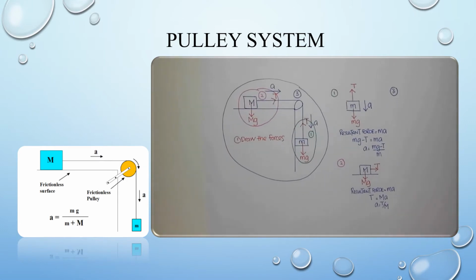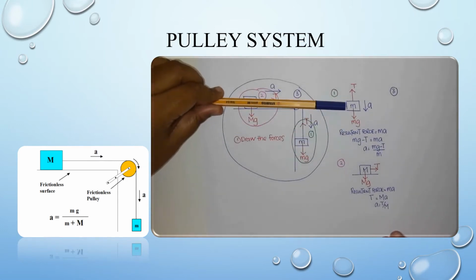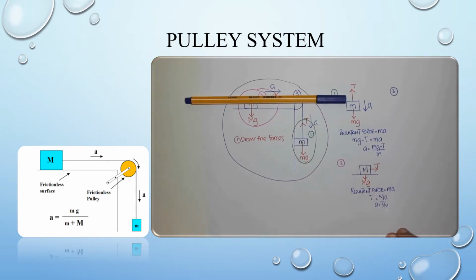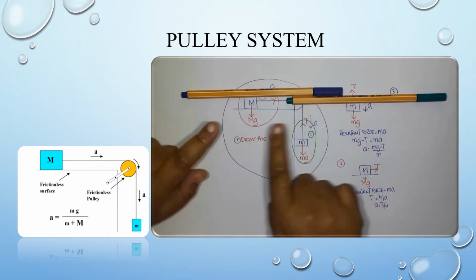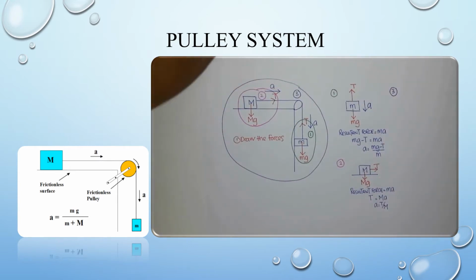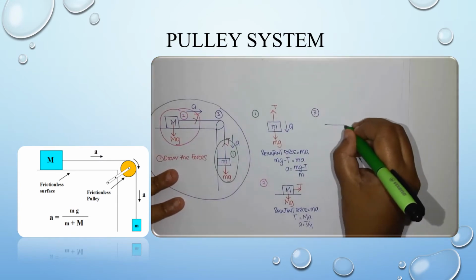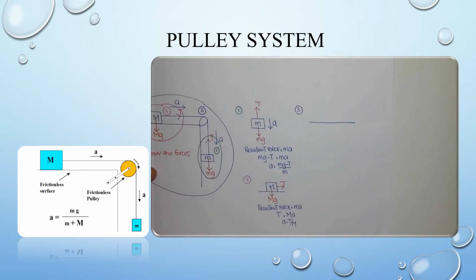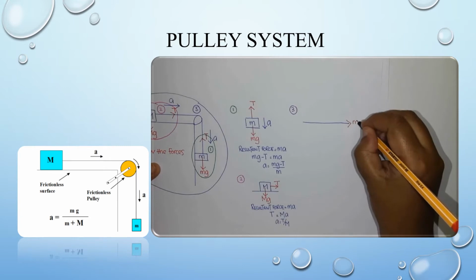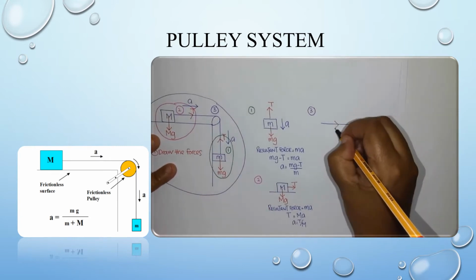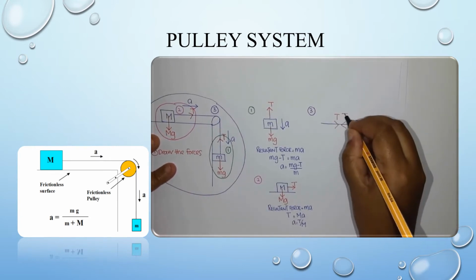Okay, when we look at the whole system, class, now let's look at this. This is the motion for this object at this position. This is the motion of this object at this position. So what you should do is make it into a straight line. When you make it into a straight line, you will have something like this. Then you draw the forces. Here will be mg, here will be T, and here will be T.